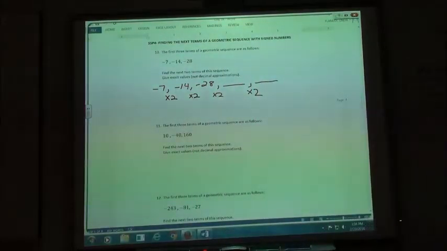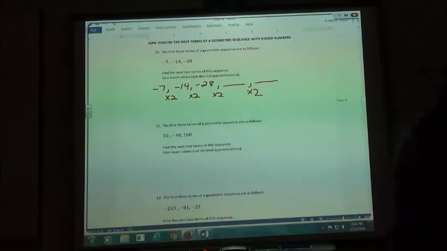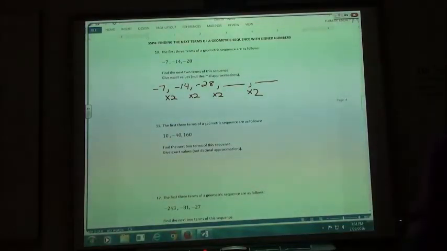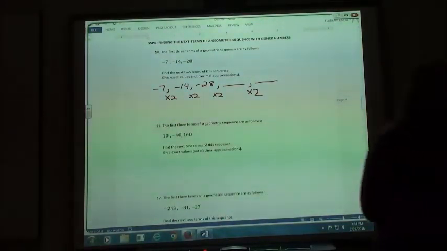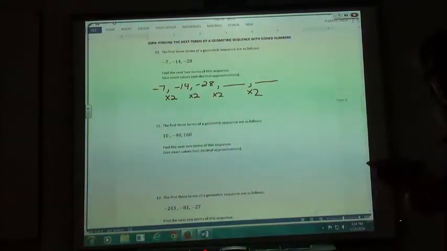Just to make it a little easier, I'm going to grab my calculator, if I can find my calculator. Oh, let's use this one. Don't know where I put my other one.